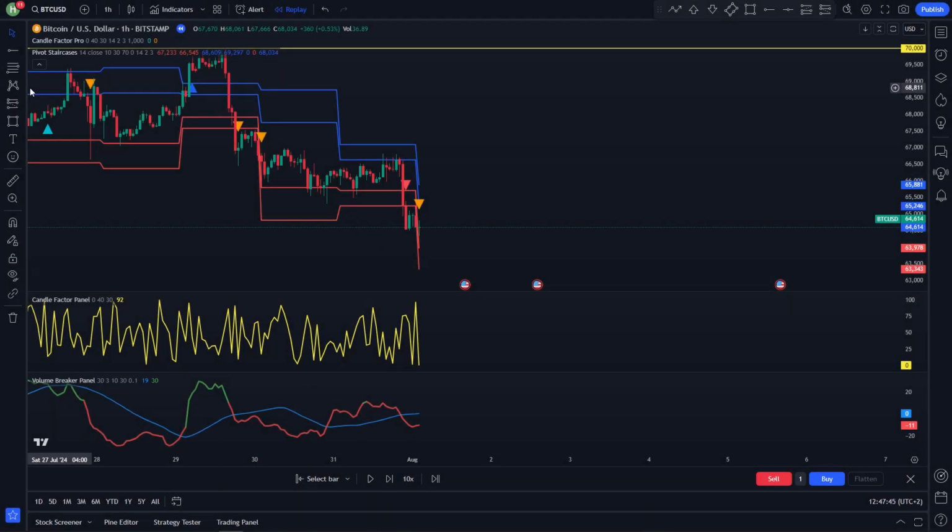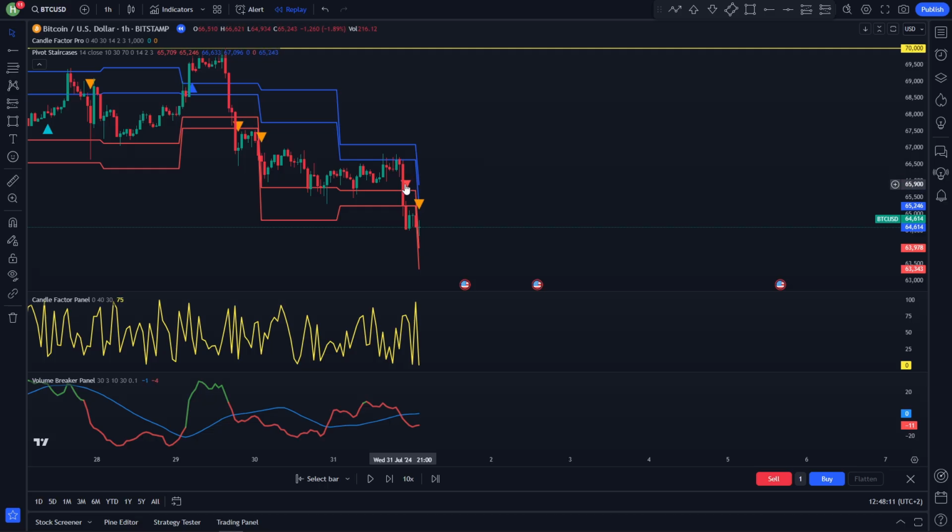Next, let's explore a crypto trading example. On the chart, I've selected BTC USD, or Bitcoin against the US dollar, in the hourly time frame. From the chart, we see price action rejecting away from the 70,000 key level mark before breaking below the pivot staircases, generating these sell alerts.